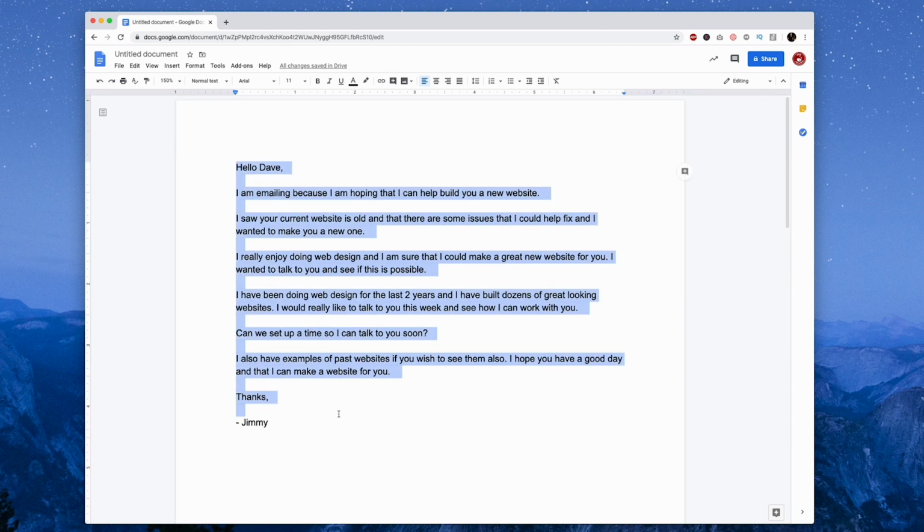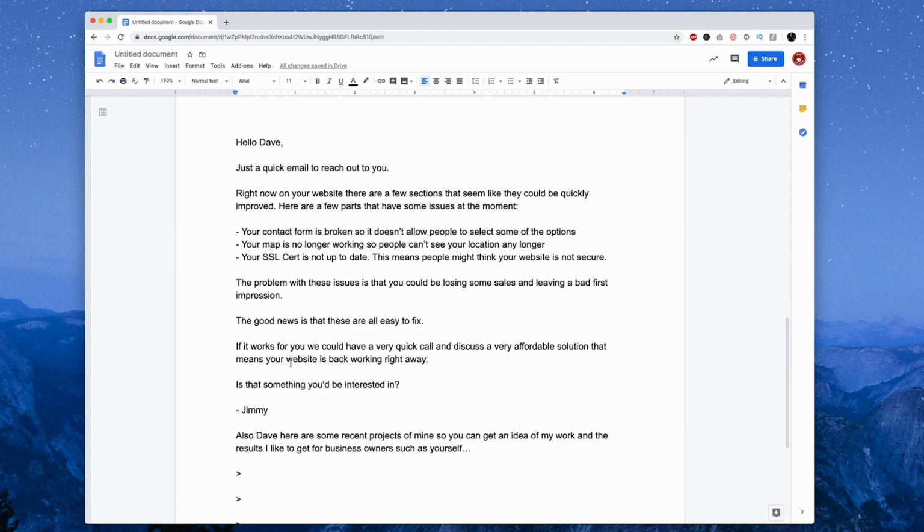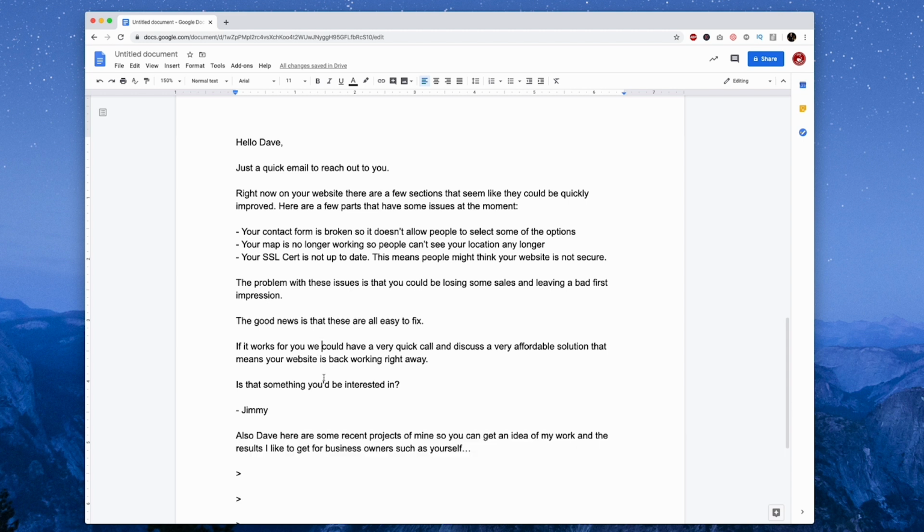This first email though screams all about Jimmy, what Jimmy wants, what Jimmy cares about, what Jimmy hopes to do. This email down here though is all about the business owner, showing Dave why this is important, what the current situation is, why that's a problem, how it's easy to fix, what fixing that problem is going to mean for him, the value that can be brought to the business, how the situation is going to improve easily and affordably. So keep this in mind, really, really easy.